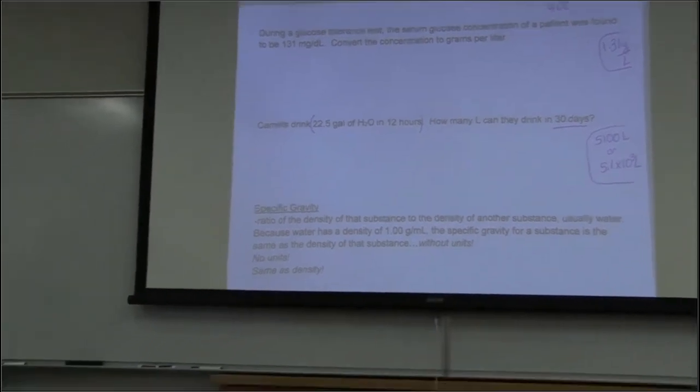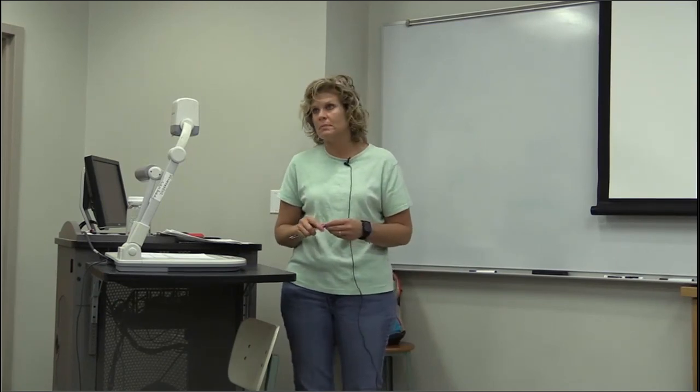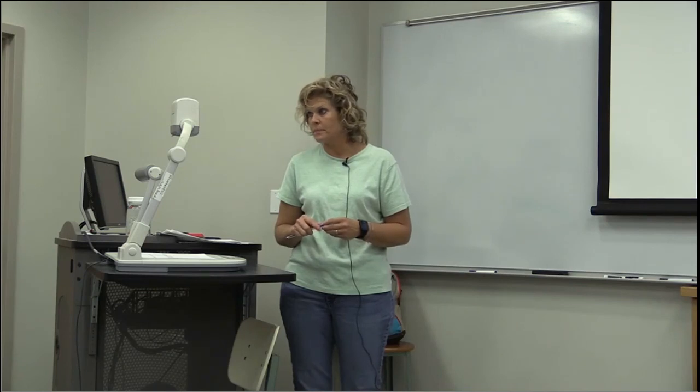Specific gravity is the last thing on this section, and specific gravity is the ratio of the density of a substance to the density of another substance. That other substance is usually water, which makes specific gravity really simple for us, because what is the density of water? 1 gram per milliliter. So if you know the density of a substance, and specific gravity is the density of that substance as a ratio to water's density, then that means specific gravity is the same as what? Density with no units. Don't make this hard.